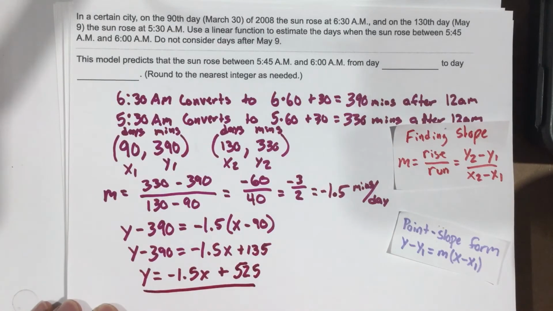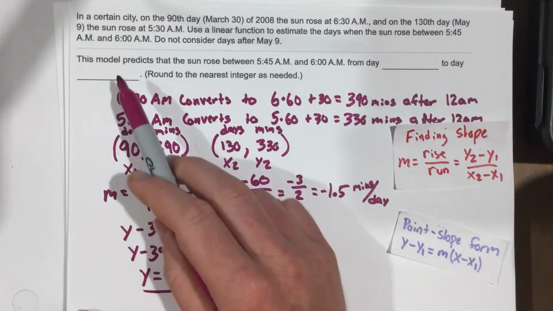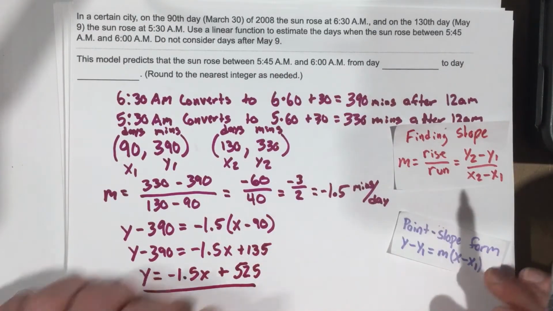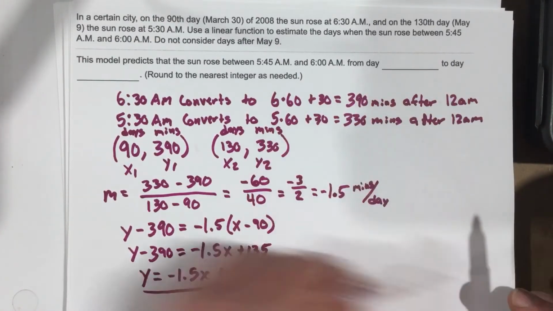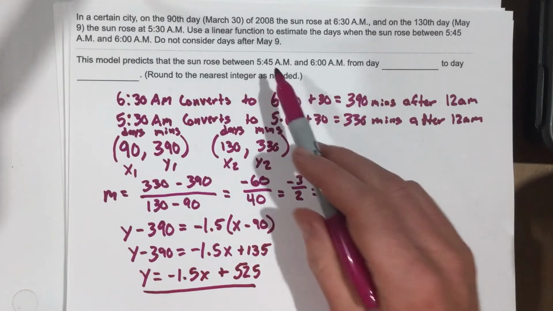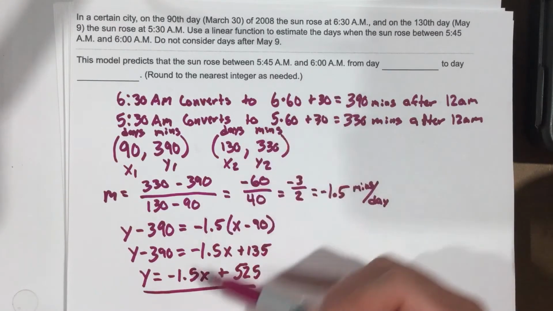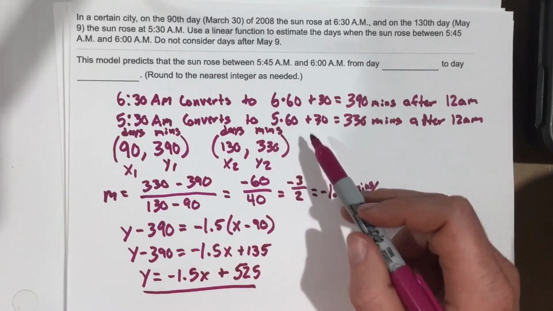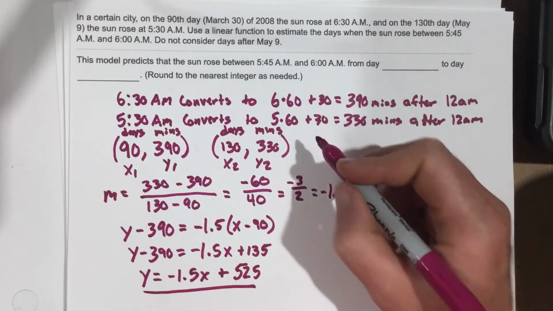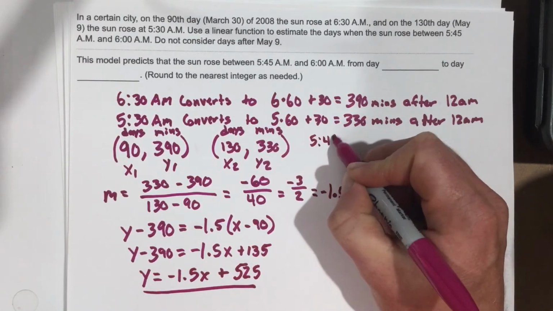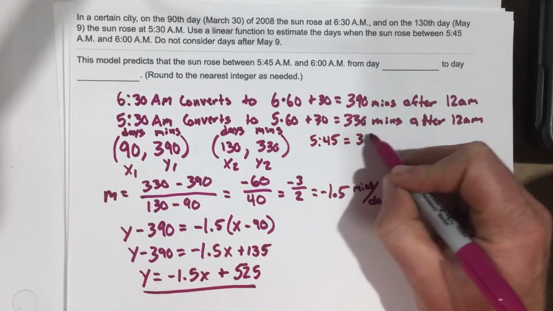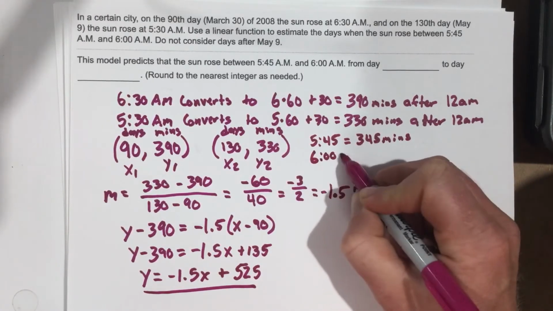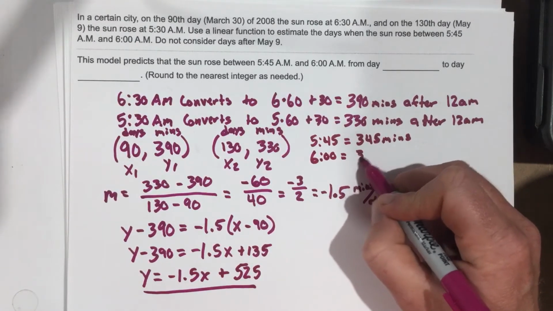All right, this is our equation that we're going to use. Now they want us to figure out when the model predicts that the sun rose between 5:45 a.m. and 6 a.m. So I want to solve an equation where this function is in the middle. 5:45 would be 15 minutes longer than 5:30, so 5:45 converts to 345 minutes. And 6 converts to another 15 minutes, so it's 360 minutes.